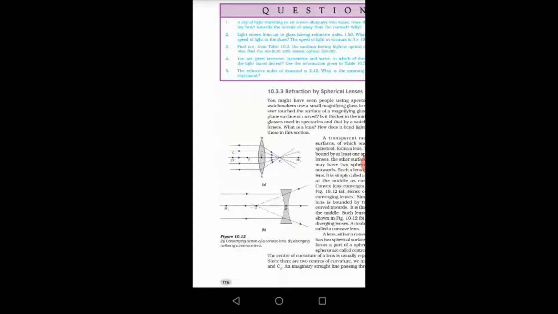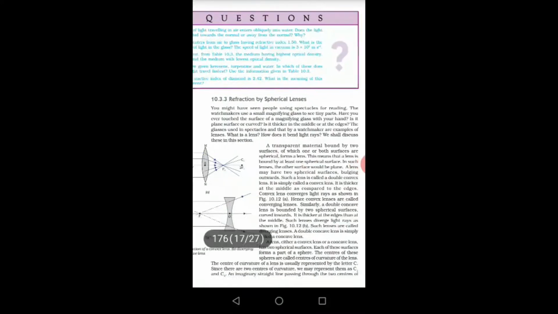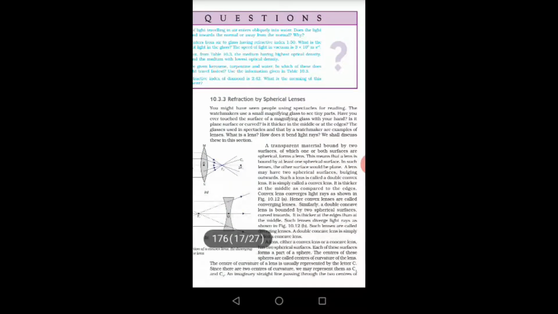Refraction by spherical lenses. So, first of all, we will learn about the spherical lenses. A lens is a transparent material bounded by two surfaces, of which one or both surfaces are spherical. In both the surfaces, at least one surface is essentially curved.